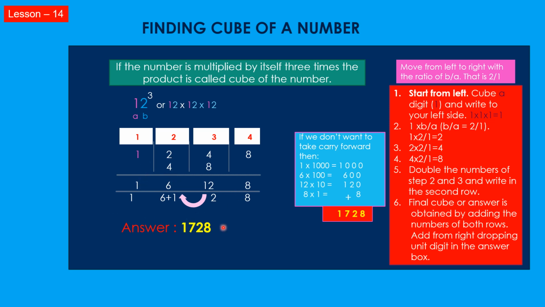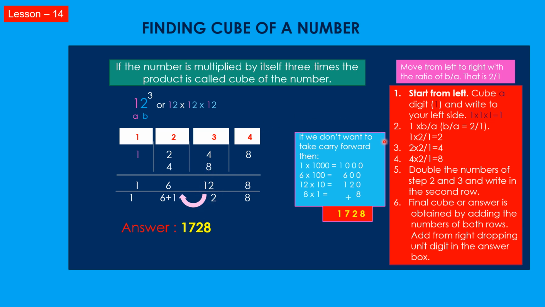Now in the answer box, this 8 will come here, and the next is 12, but 12 is a 2-digit number. So from 12 only 2 is dropped in the answer box, and 1 is carried forward to the next number, 6. 6 plus 1 is 7. So 7 comes in the answer box, and then the last number 1 is left. So 1 also comes in the answer box. So the cube of 12 is 1728.